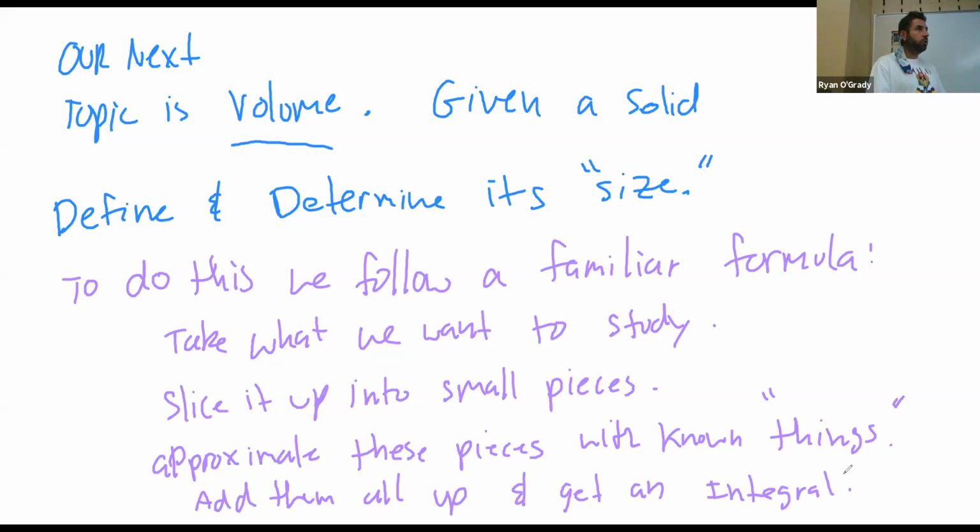Many of you will use this in other classes, particularly in physics or maybe in a physical chemistry course. You want to understand something, you chop it up into small pieces, study one of those pieces, figure something out about it. In this case, if we want to know the size of something, we take an object, slice it into small pieces, compare one of those small pieces with something whose size we already understand, get a formula for it, add them all together, and you get an integral.